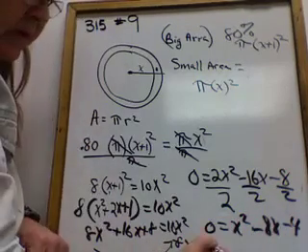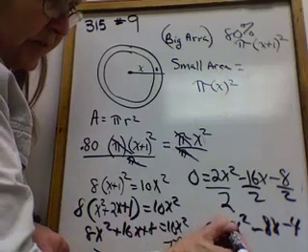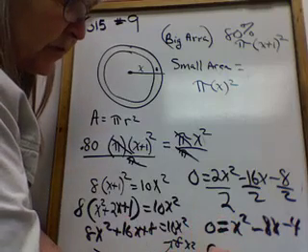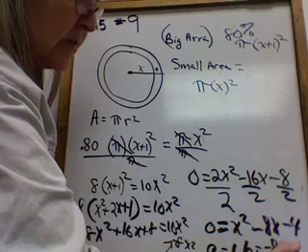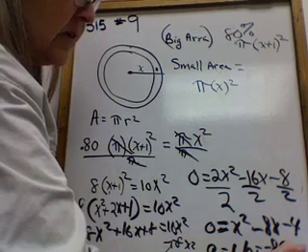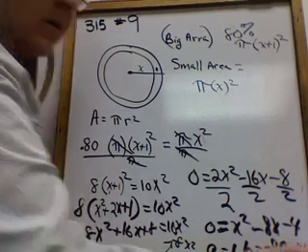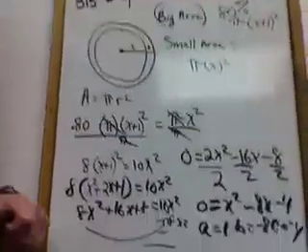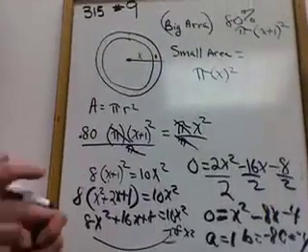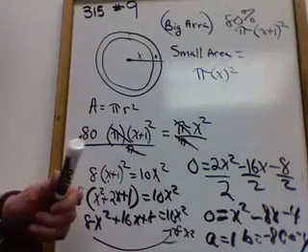At this point, as with all the other problems in this section, use the quadratic formula. So a equals 1, b equals negative 8, c equals negative 4. And you can solve those. I think you could finish solving this. So good luck.